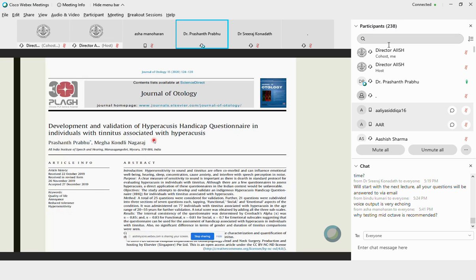So there is a lot of scope for clinicians and also for student researchers to translate and validate in different languages and come up with something which is a more relevant and more validated questionnaire, especially for individuals with hyperacusis in different languages in India and also abroad.